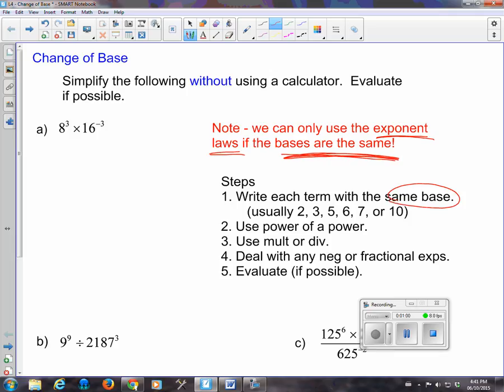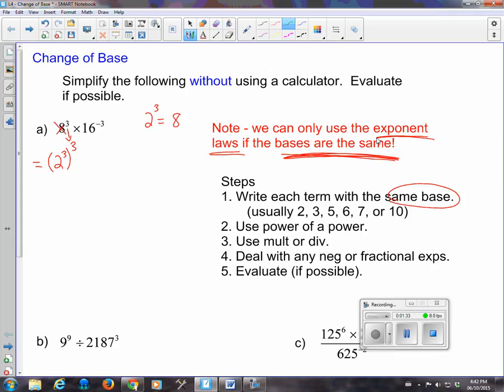Once we write the different base, we're going to use power over power. So what that looks like, I know that 2 to the exponent 3 equals 8. So I'm going to take out the 8 and I'm going to replace it with 2 to the exponent 3, remembering there was already an exponent of 3 in the question. And I just changed the base but kept the value the same because 2 to the exponent 3 is 8.